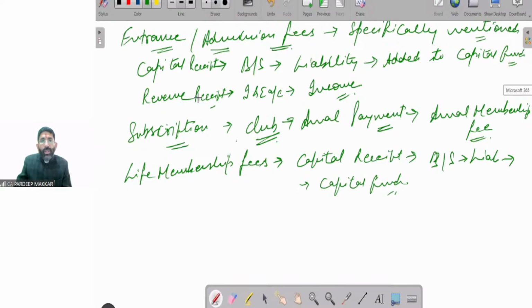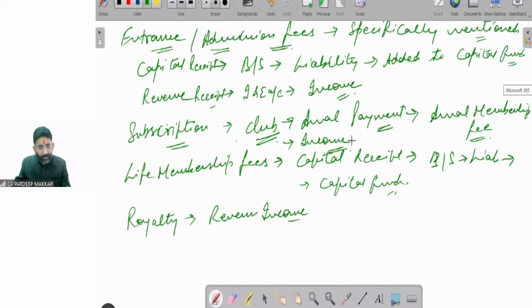What will be the treatment for royalty received? Royalty received is a revenue income if nothing is mentioned. It will be treated as a revenue income. Where will we write subscription? Income side, beta. It will be mentioned on the income side of the income and expenditure account. I think all points are clear to every student.